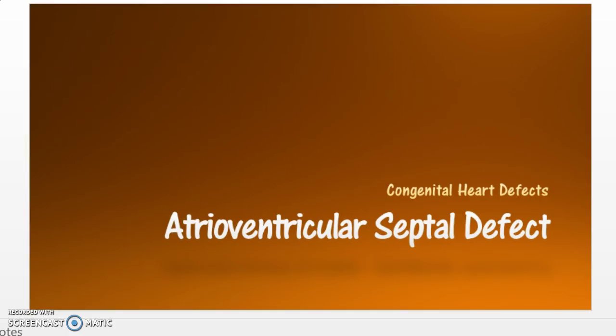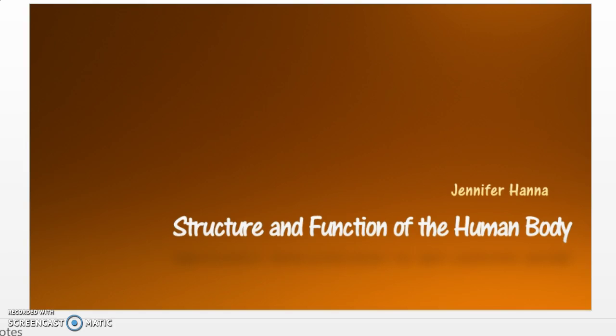Congenital heart defects, atrioventricular septal defect. By Jennifer Hanna for Structure and Function of the Human Body.